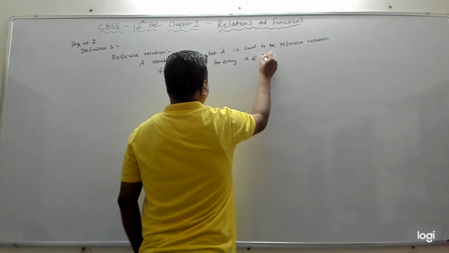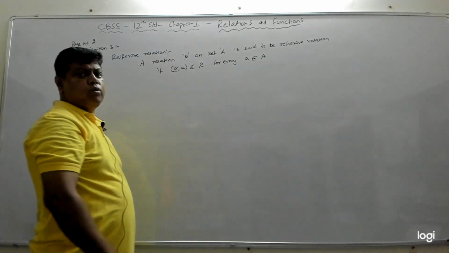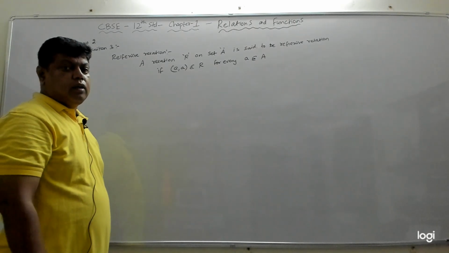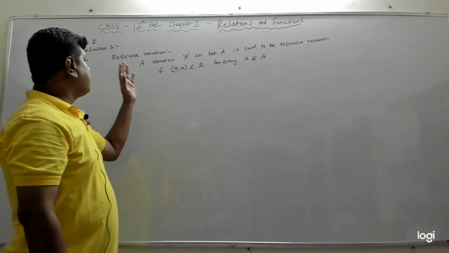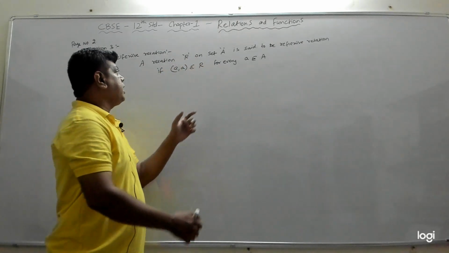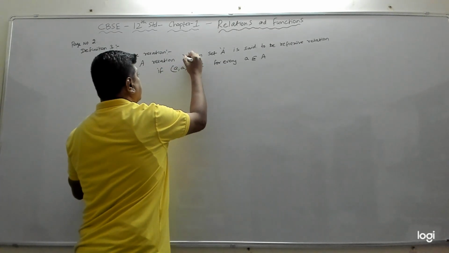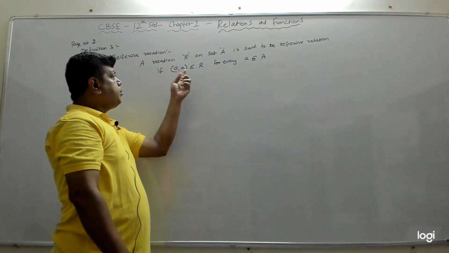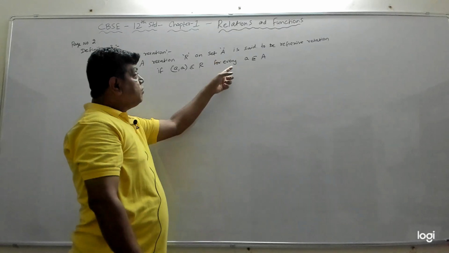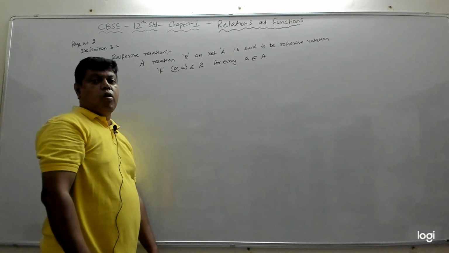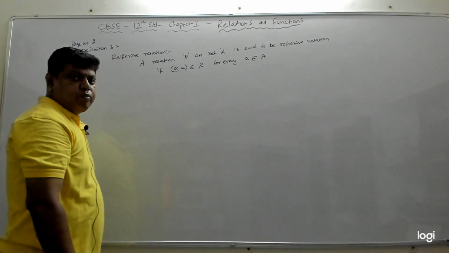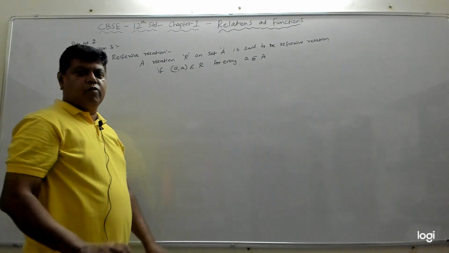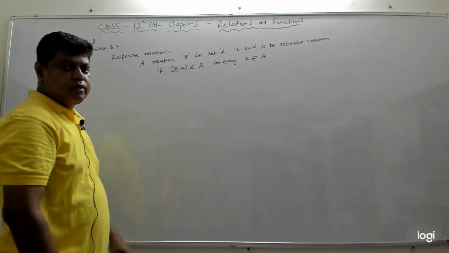a belonging to set A, for every element a belonging to set A, then we call such a relation a reflexive relation. What is the reflexive relation? A relation R on set A is said to be reflexive if this condition is satisfied: (a, a) belongs to R for every element small a in the set capital A. The definition may be a little bit confusing, so I'll give some examples, then you can understand this in a better way.